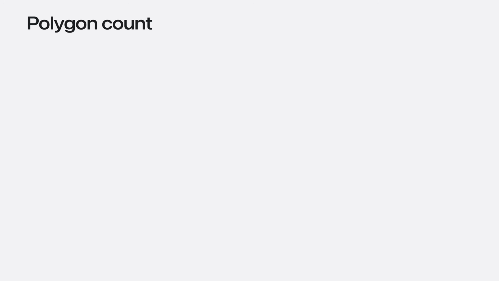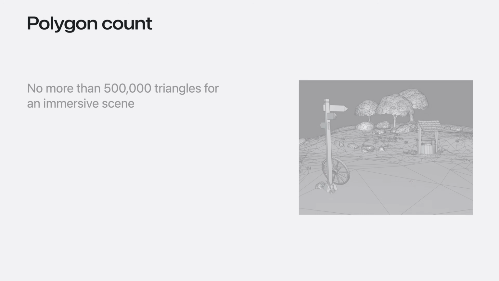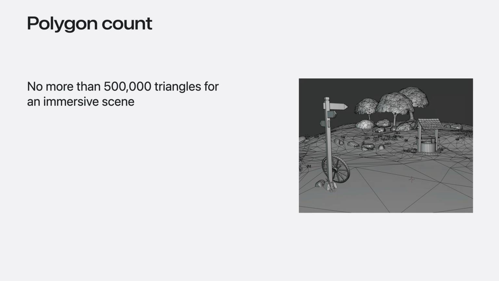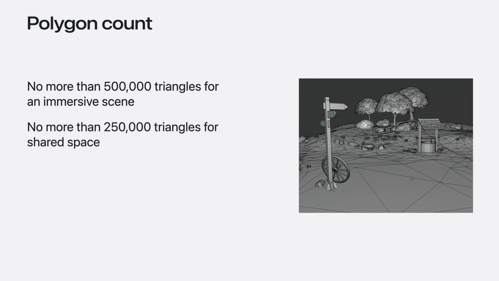The polygon count of your scene, measured in triangles, is a key performance metric to be aware of. As a general guideline, we recommend no more than 500,000 triangles for an immersive scene, with 250,000 for applications in the shared space. Remember that this is highly dependent on what the viewer can see at any one time.